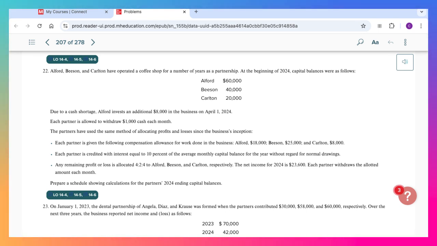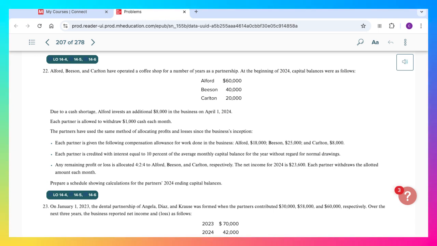The net income for 2024 is $23,600. Each partner draws the allotted amount each month. And what they want us to do is to prepare a schedule calculating the partners' 2024 ending capital balance.